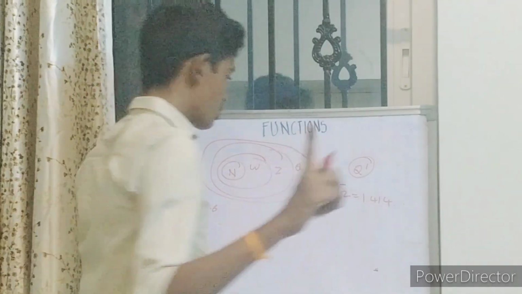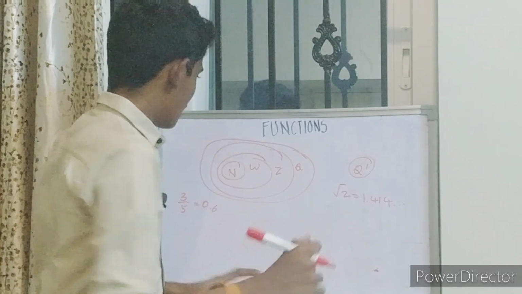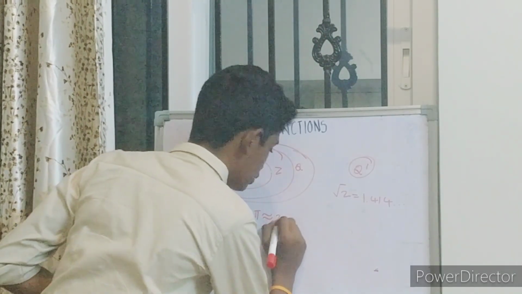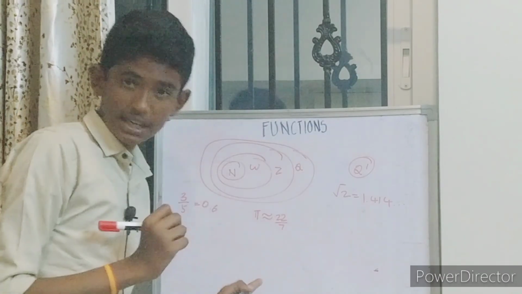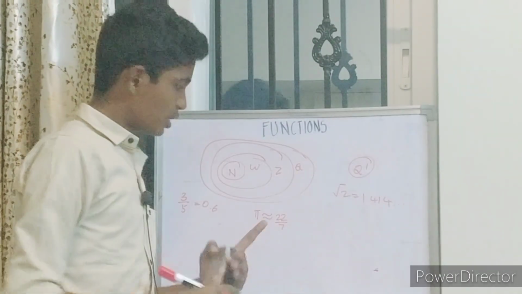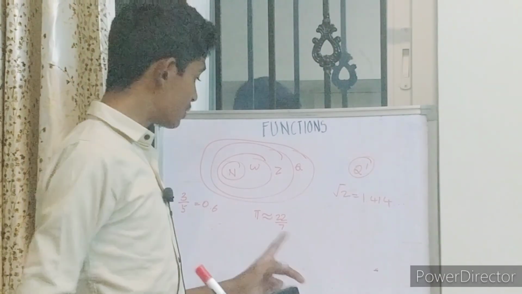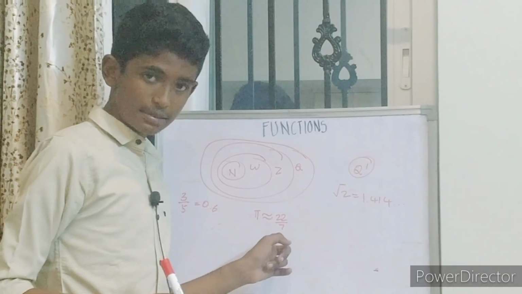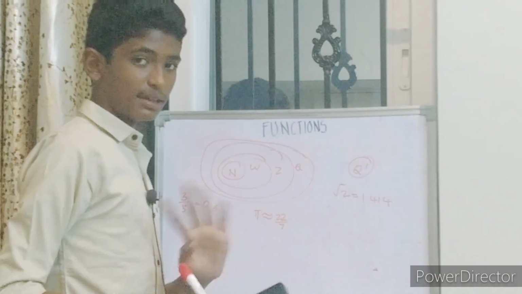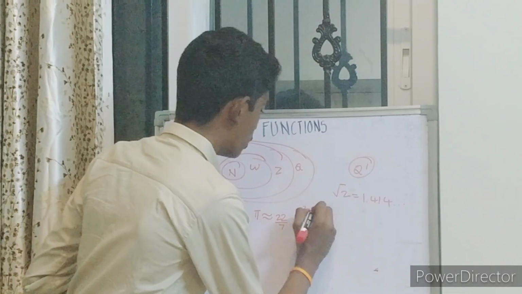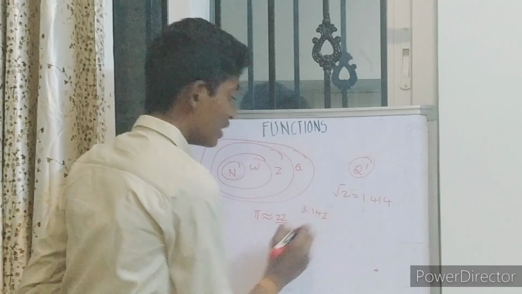Now, I will show you one thing. We always approximate pi to 22 by 7. Now, pi is an irrational number. So, does that mean 22 by 7 is irrational? No, it's not. Pi is an irrational number because it is 3.142 and it goes on.